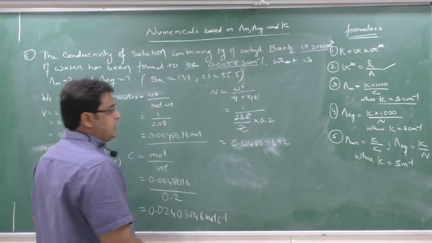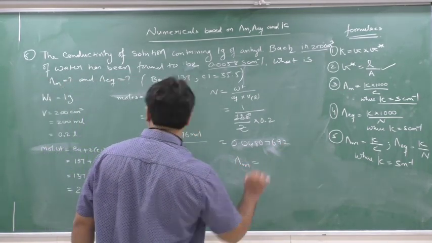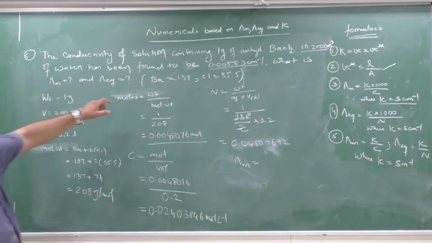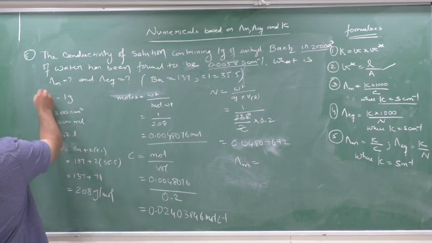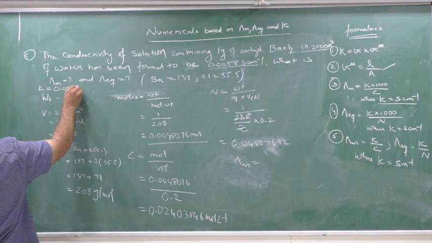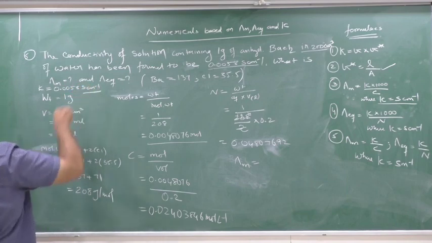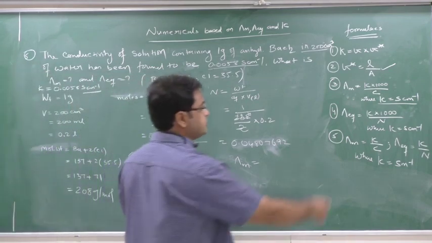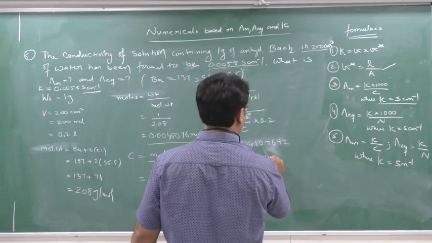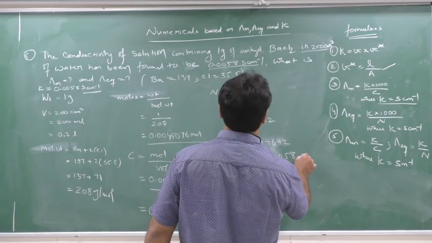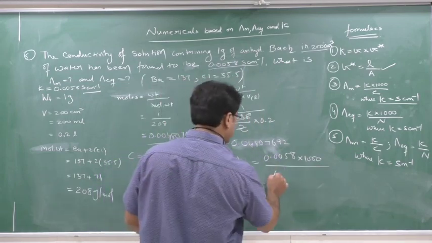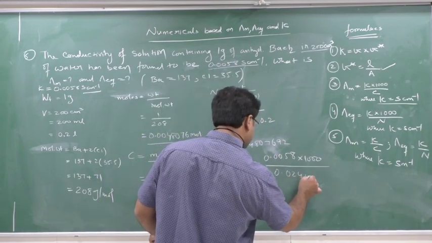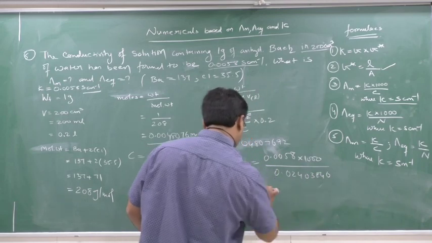Now we have to calculate lambda m. Lambda m equals k into 1000 upon c, and here k they have given in Siemens per centimeter. K they have given is 0.0058 Siemens per centimeter. When k is given in Siemens per centimeter, you use this formula. So it is 0.0058 into 1000 upon c. C they have given is 0.02403846.